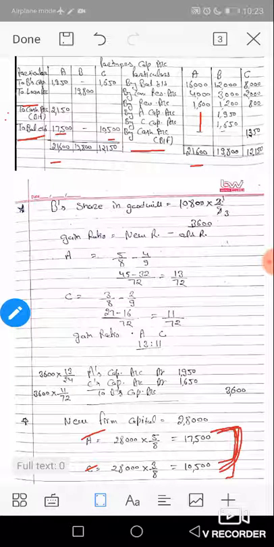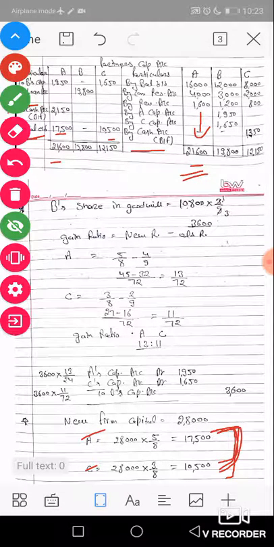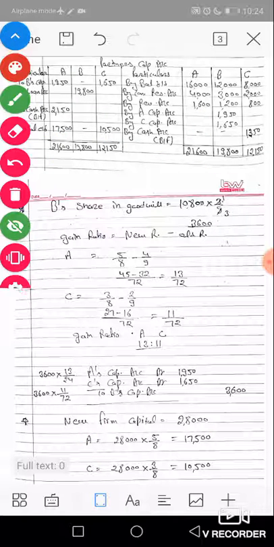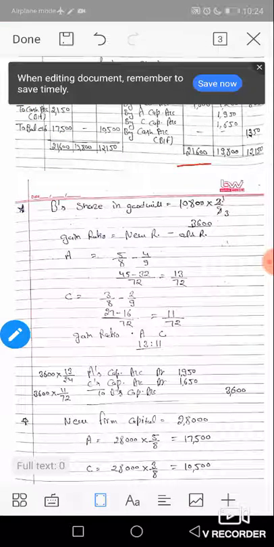Total of A on the credit side is 21,600, and on the debit side there are two amounts. On the debit side there are two amounts. Credit is 21,600. Okay, wait.